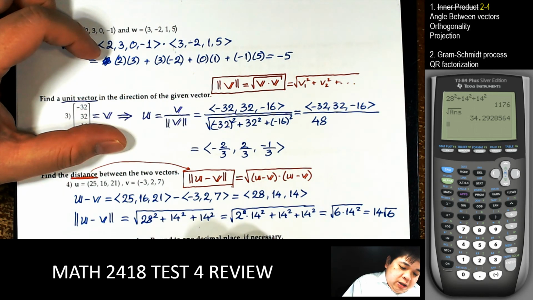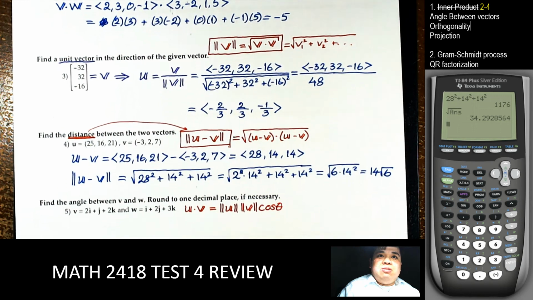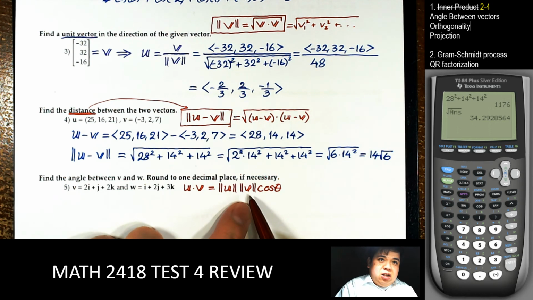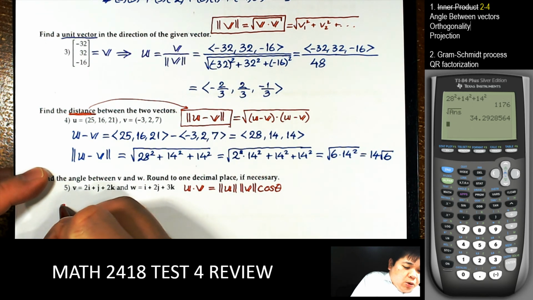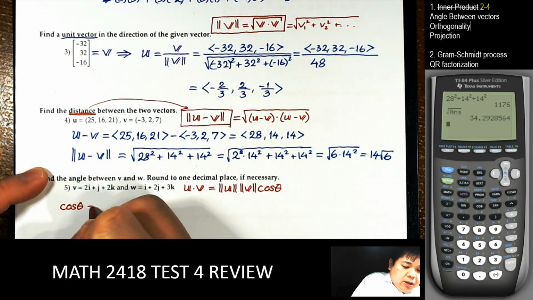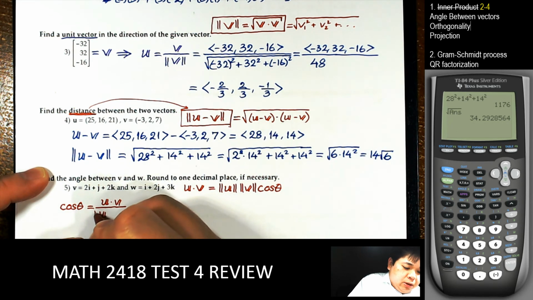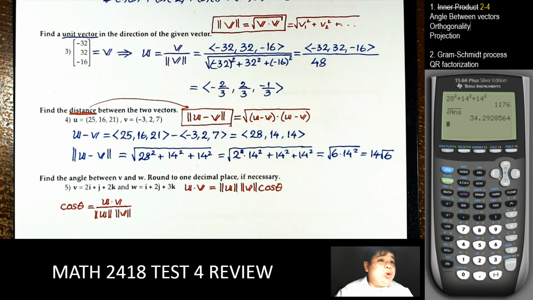First of all, the dot product is equal to the magnitude of u times the magnitude of v times the cosine of the angle between two vectors. So the dot product equals the product of the magnitudes times the cosine of the angle between them. With that, the cosine of the angle between them is equal to u dot v over the magnitudes of u and v, right? So we're going to do that first.